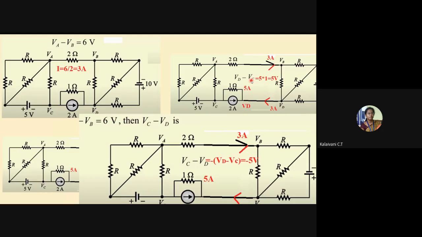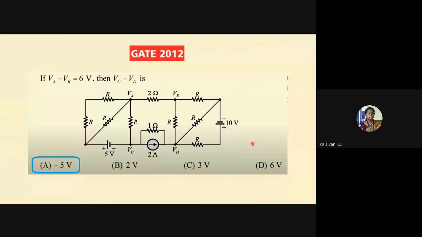Voltage will be equal to current into resistance. So here resistance is 1 ohm, current is 5. So VD minus VC will be equal to 5 volt. Here this point is VD, this point is also VC. Since the direction is from VD to VC, VD minus VC is equal to 5 into 1, that is 5 volt. But our question is VC minus VD. So VC minus VD means it is a negative of this, that will be equal to minus 5 volt.